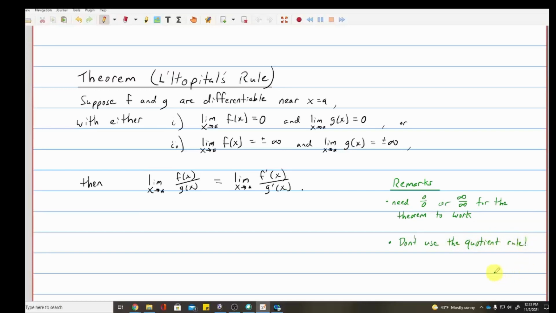Okay, so this is very confusing because in chapter 3, when we saw a quotient and we had a derivative, we said you have to use the quotient rule or it's wrong. And now we're saying don't use the quotient rule. So we have to be careful. We have to be aware enough of what's going on and say, okay, I'm not just taking a derivative. That's not how L'Hopital's rule works.